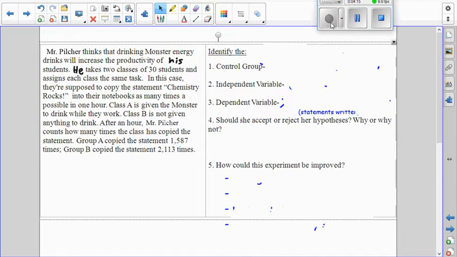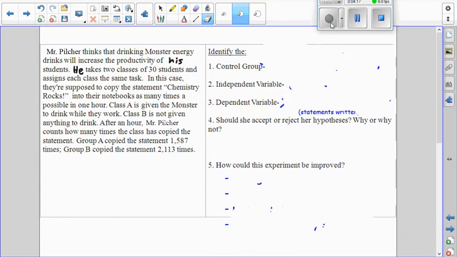Yes, sir. Group B. Group B, how do you know that? Because nothing was changed with them. Right. If I never did this experiment, Group B would have still had the exact same experience. Does that make sense? They are the normal. Nothing has changed with Group B. I don't usually give Monster. They didn't get a Monster. It might as well have been a normal day in class, writing chemistry rocks.